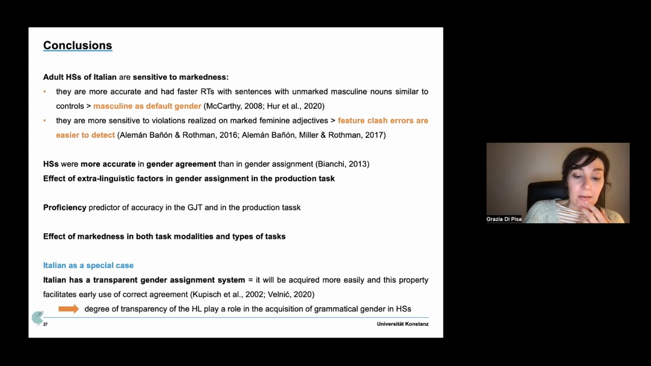And one thing that we have to keep in mind for this study is that Italian, of course, is a special case in the sense that it's highly transparent and gender usually in Italian is not that problematic. So the fact that Italian has a transparent gender system might explain also the performance of my participants, because the performance was really high in the tasks. And so basically this property, the fact that it is acquired more easily, is also why maybe their accuracy was this high. And I think, yeah, the degree of transparency plays a role in the acquisition of grammatical gender in heritage speakers.